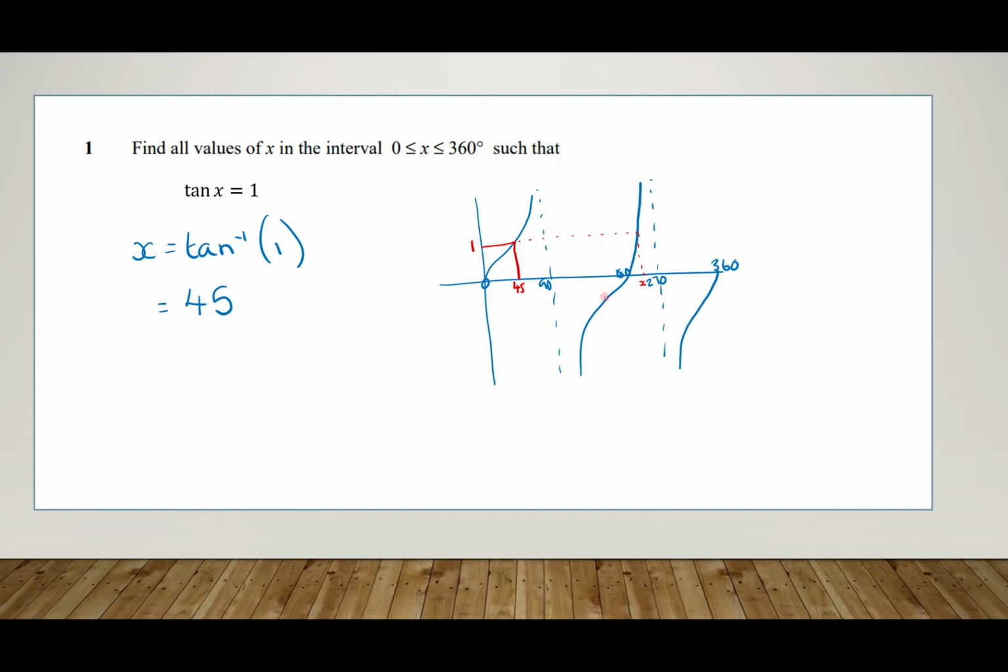Now, you'll notice with a tan graph that the pattern, the period of the graph, keeps repeating every 180 degrees. So in order to find a second solution on this graph, I need to add 180 degrees to my first solution. So in this case, my two solutions are going to be 45 and 225. And once again, I can substitute these into my calculator to check my answers and convince myself that I'm happy that these are the correct solutions in the interval.